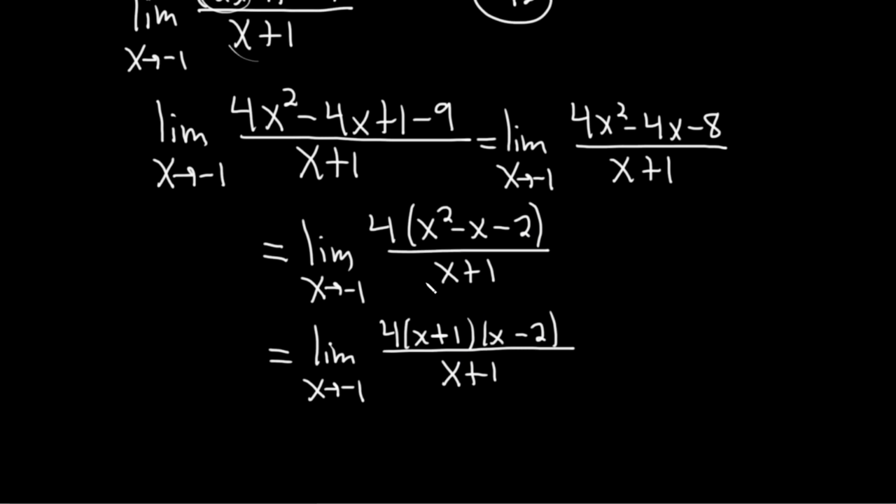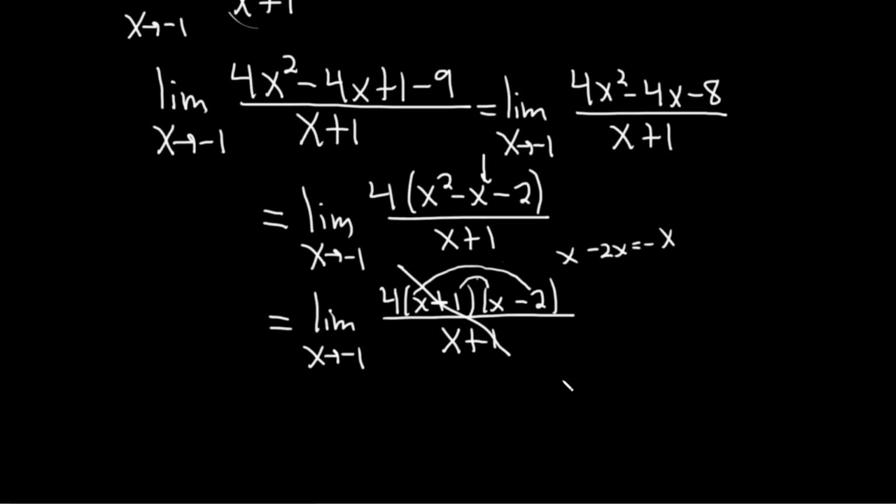X times x is x squared. The inside piece is x. The outside piece is -2x. X minus 2x is -x. It's the middle piece. So the inside and the outside will always add to give you the middle. So multiplying these, you get x. Multiplying these, you get -2x. When you put them together, you get -x, which is what's in the middle. Again, inner and outer will always give you the middle term, always. And then 1 times -2 is -2. That's the easy part. Boom, these cancel.